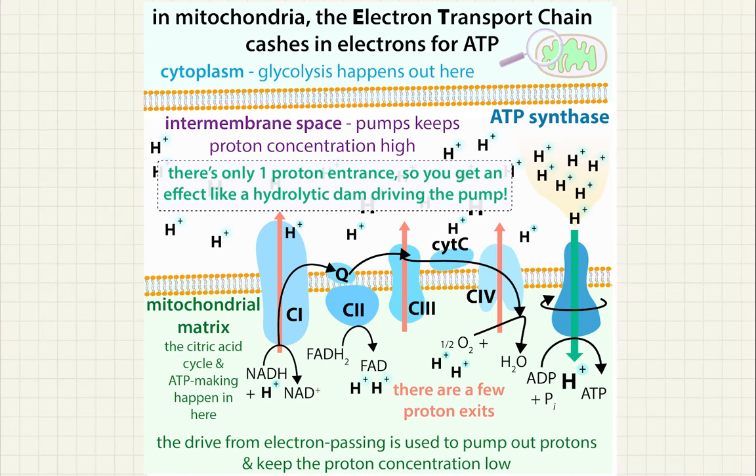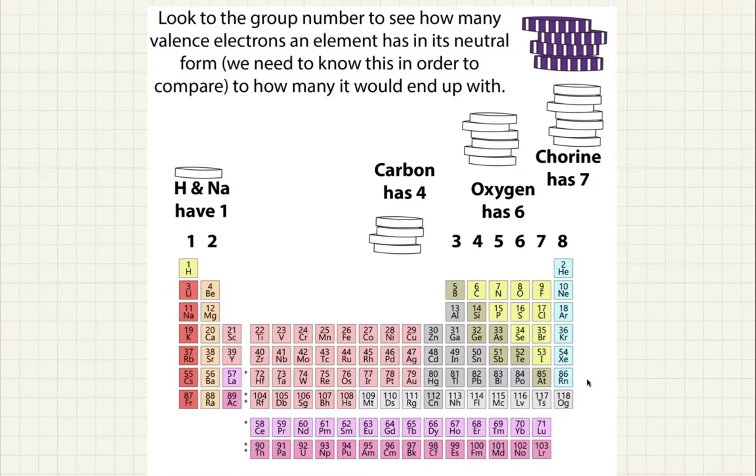But this is just a little context as to why we have this poker analogy. In this analogy, you want to think about the number of poker chips you have as the number of valence electrons that you have. So we can go back to our periodic table, and the things in the first column are going to have one valence electron. And remember, this is in its neutral form.